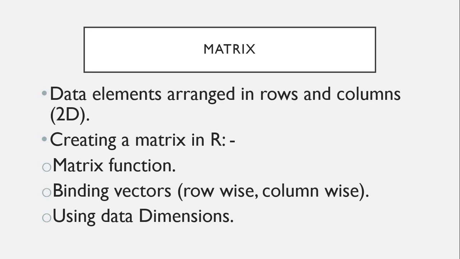A matrix is data elements that are arranged in rows and columns. So it's just generally an arrangement of data in rows and columns having two dimensions. And how do we create them in R? In R we have a variety of methods that you can use to create matrices, and the first one you're going to see is using the matrix function. You can also bind vectors to create a matrix. Then finally, maybe you have a vector and you also want to convert it into a matrix, you can use the dimension.